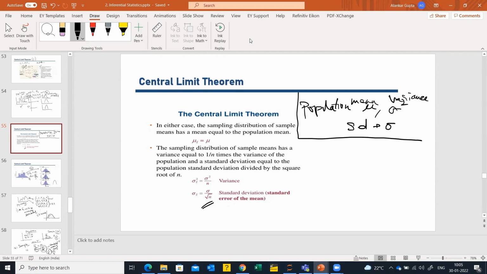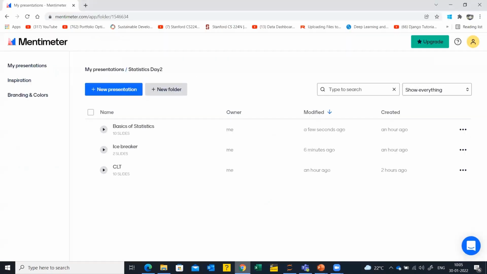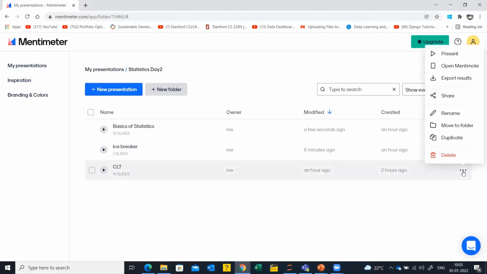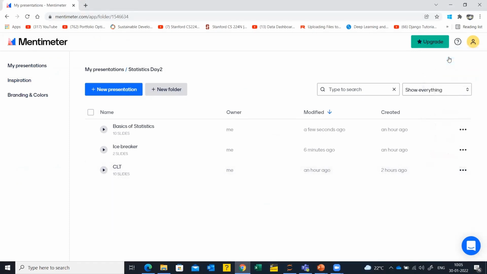Okay, any doubt, any question? Use the chat window, or else we will solve some multiple choice questions. And still, if you have doubt or you are not able to calculate, we can calculate it one by one and all the doubts will be covered. Okay, let's look into the central limit theorem quiz.